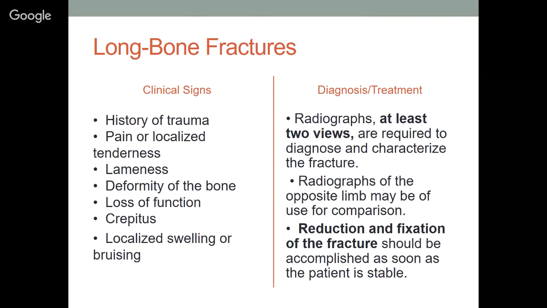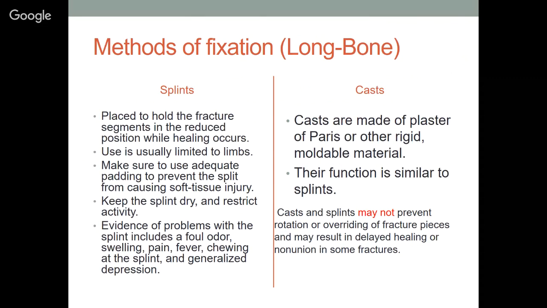We need to be able to do that in order to diagnose and characterize that fracture. Radiographs of the opposite limb done for comparison can be very helpful. And then we want to do reduction, which means to put it back together, and fixation of the fracture, which means to hold it together, as soon as that patient is stable. Some ways we can fix the long bone fractures.